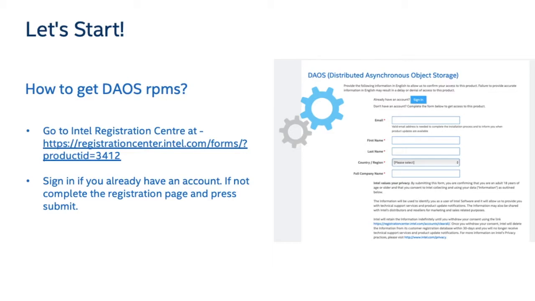In order to get the DAOS RPMs, you'll have to go to the Intel Registration Center page and look for the product DAOS, or you may go to the link on your screen. Log in if you already have an account. If not, create a new account.